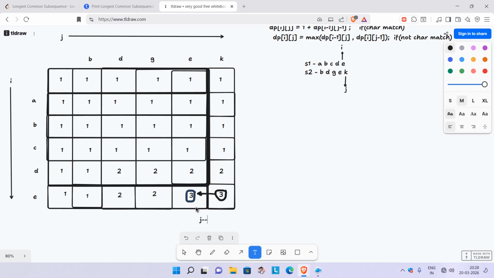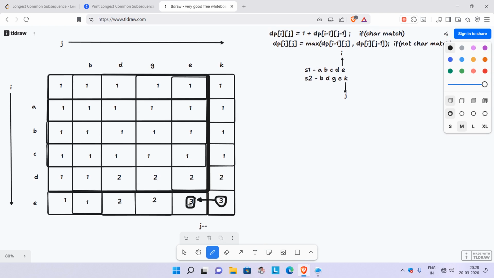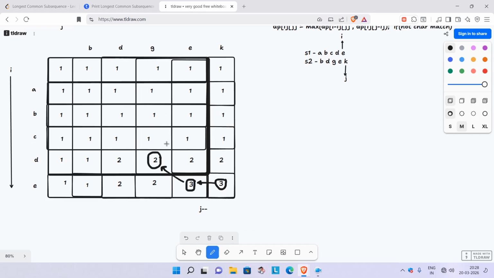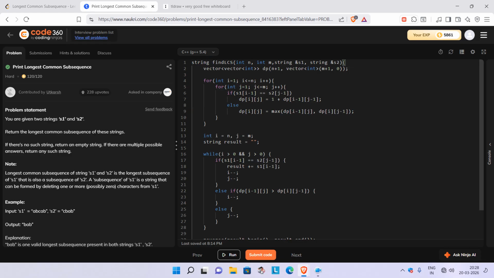Now we have arrived at a position where our E and E match. In that condition we should follow our case 1, so we move diagonally, means i minus 1, j minus 1. So i minus minus and j minus minus, both decreasing simultaneously, and by this we arrive at this situation. Similarly the DP goes on like this, I don't need to describe it all. This path goes on. Okay, so that's why this is our code.